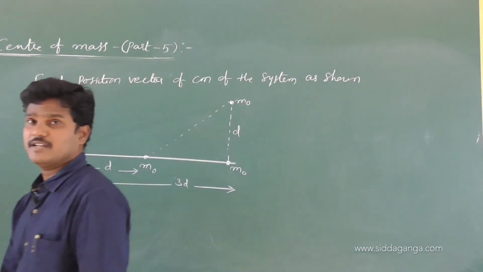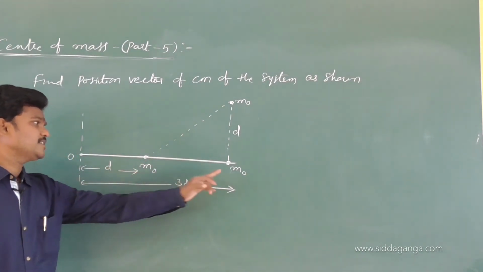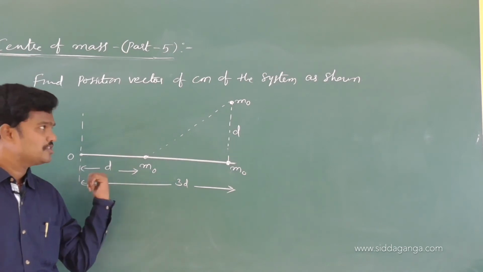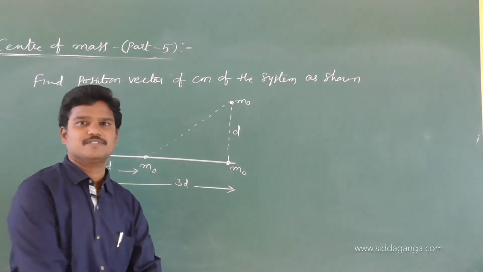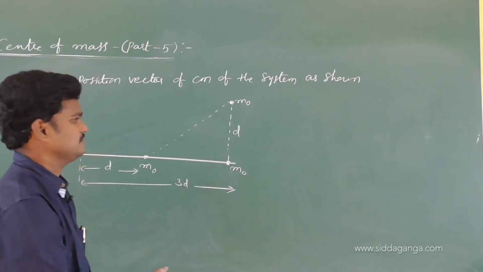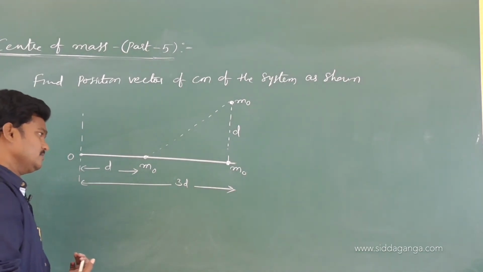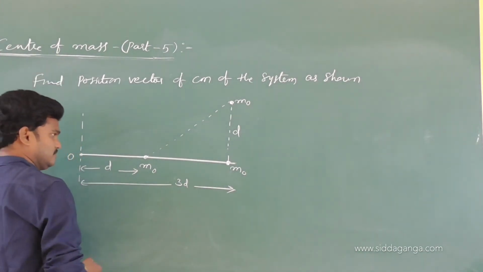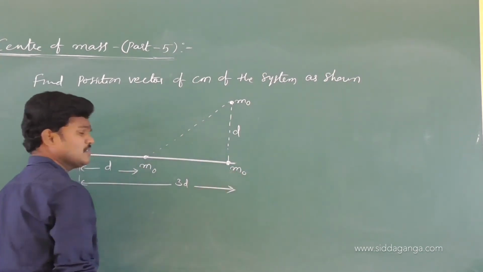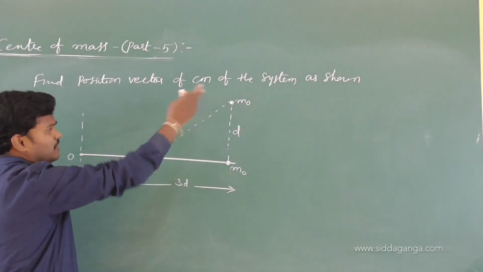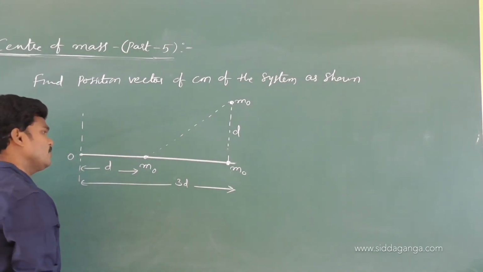Three particles they placed from the origin. The first particle is at a distance of d from origin. The second particle is at a distance of 3d from origin. The third one is also given. Identify the coordinates first. For the first particle only the x coordinate is possible. For the second particle also only the x coordinate. But for the third particle there are 2 coordinates, x coordinate and y coordinate.